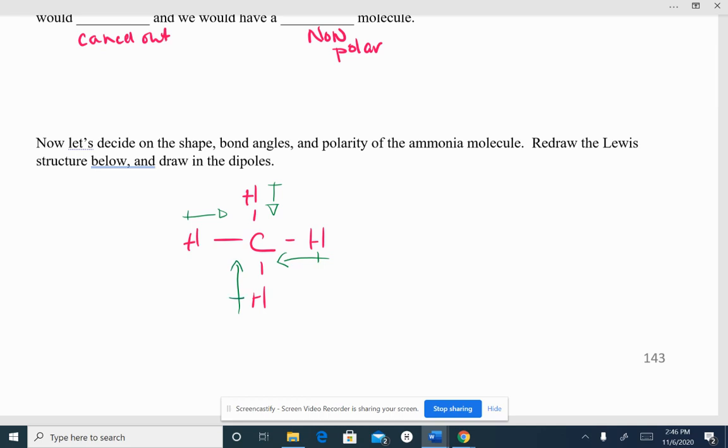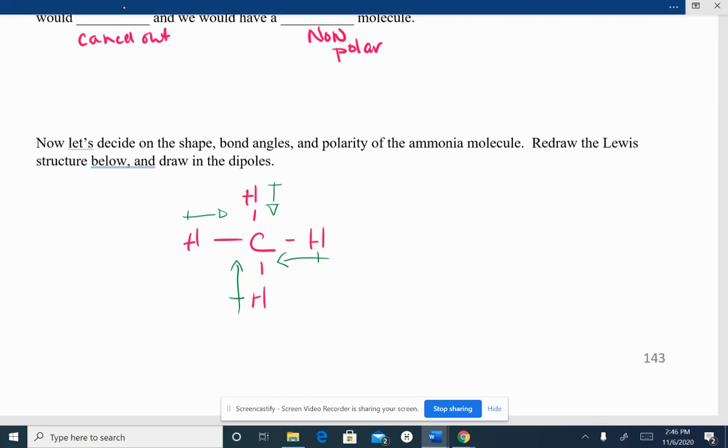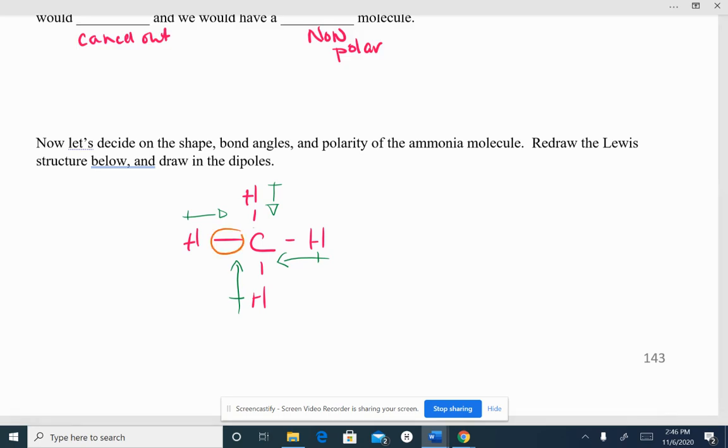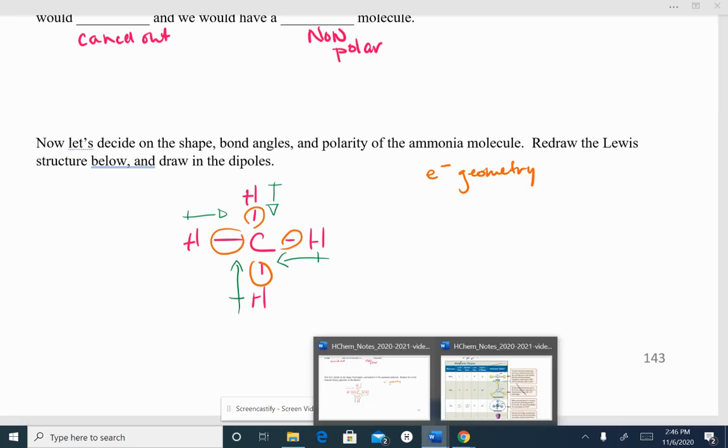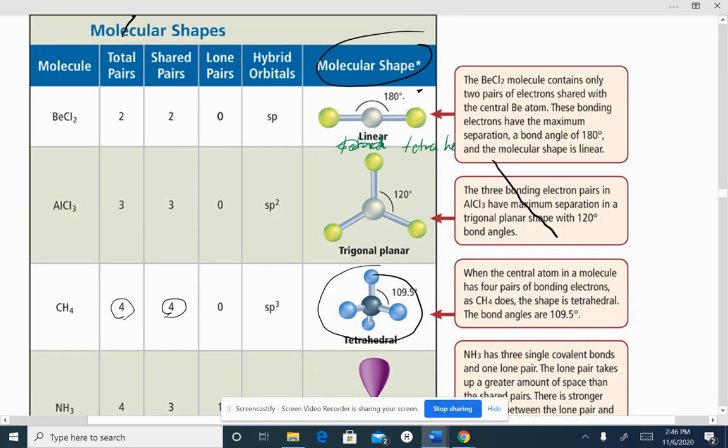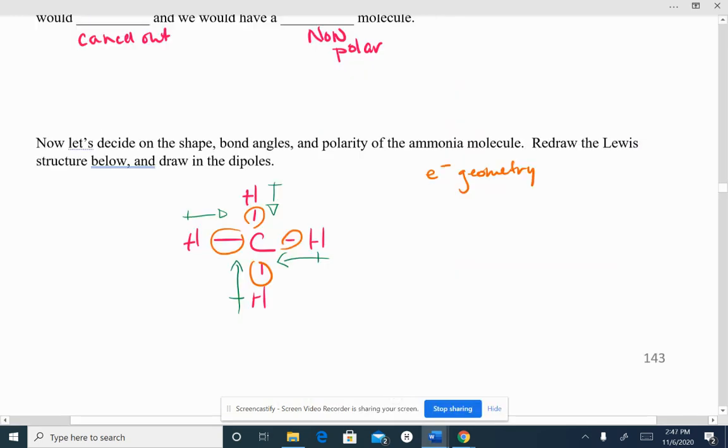Okay, so the shape, we've got four. We've got 1, 2, 3, 4 areas of electron geometry or electron density. So our electron geometry, if we look at our chart, we've got 4 areas. So our shape is going to be tetrahedral. And because they're all bonding, they're all shared, our shape is going to be tetrahedral. So electron geometry is tetrahedral.